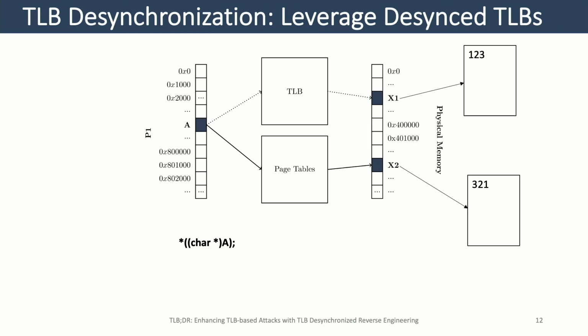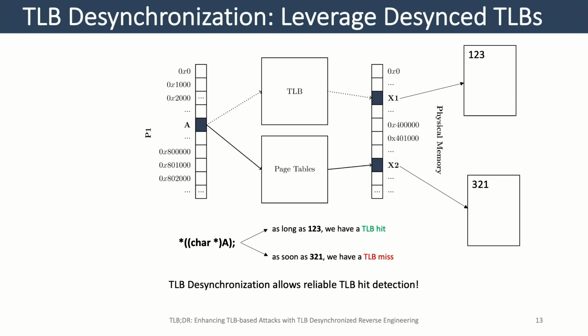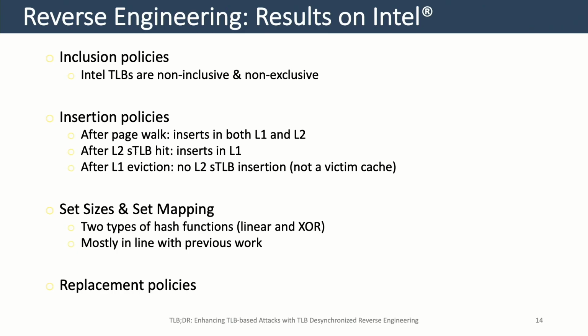Now, if we read from virtual address A, we can easily distinguish between TLB hits and TLB misses. As long as we read 123, we know that we read from physical address X1, and thus that the TLB translation has been used. And as soon as we read 321, we know that we had a page walk, and thus that the TLB evicted our translation. So using TLB desynchronization, we can reliably distinguish TLB hits from TLB misses. And we use this primitive to reverse engineer TLB properties.